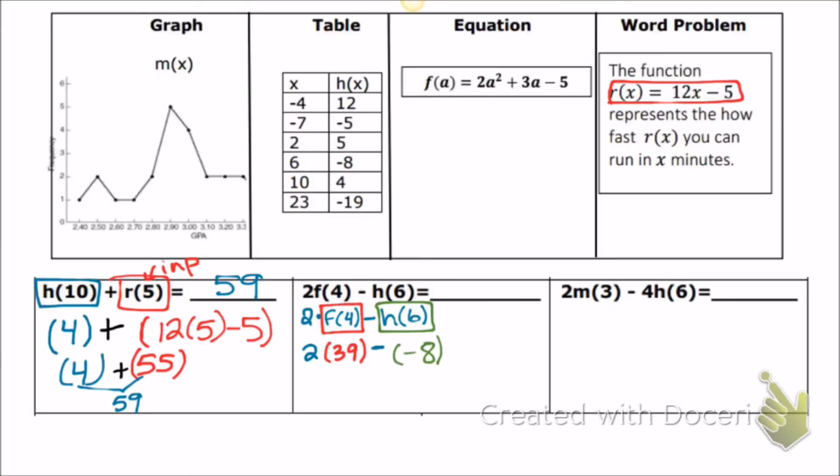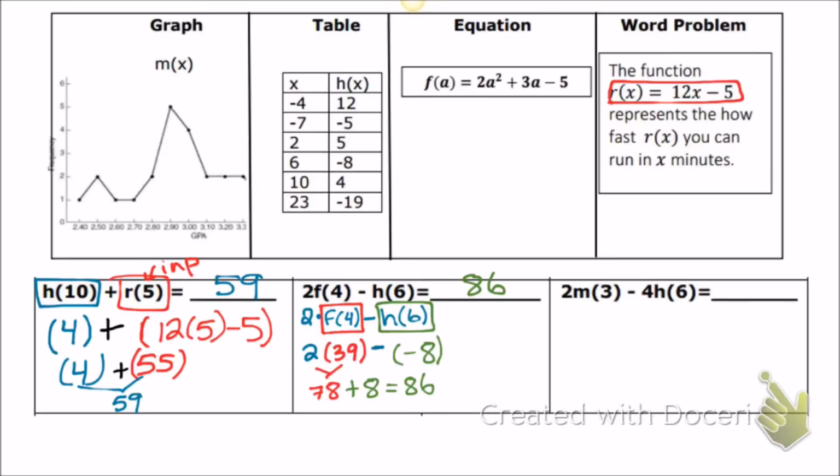Okay, so 2 times 39 is 78. Now look, we have a minus, and that becomes positive 8. So now we just need to add 78 and 8, and we get 86. So that's my final answer. Okay, take a look at this one. Now we have one more extra step.